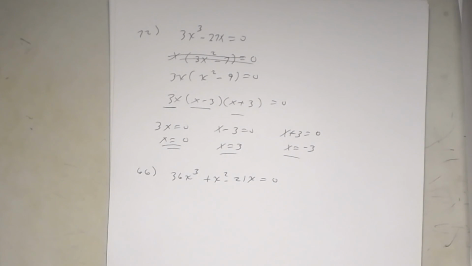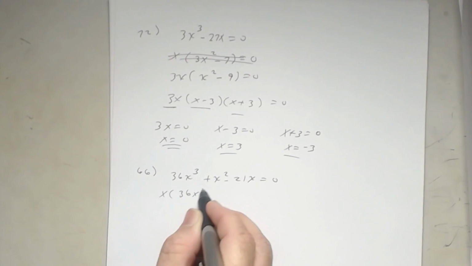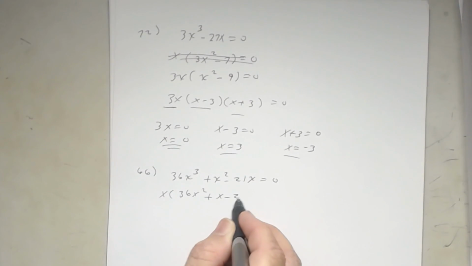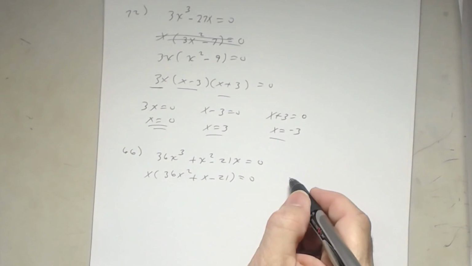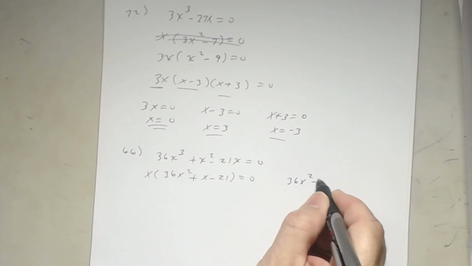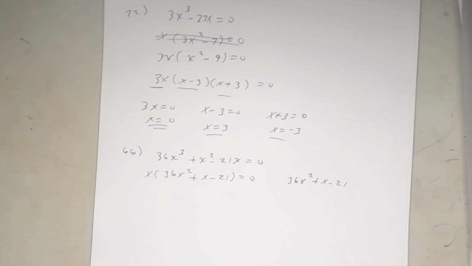So what are you going to do? GCF. What's the GCF? It's just x, right? x times 36x squared plus x minus 21 equals 0. What are you going to do next? See if you can factor this trinomial, 36x squared plus x minus 21. I'll give you 1 minute to try that.